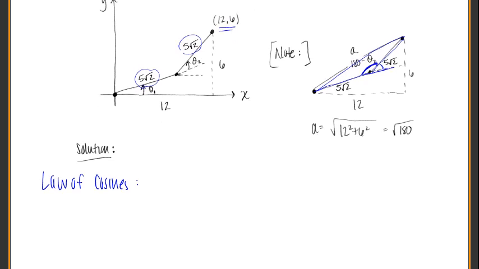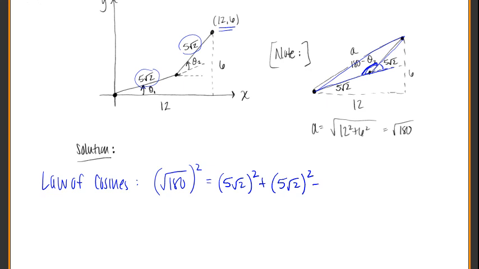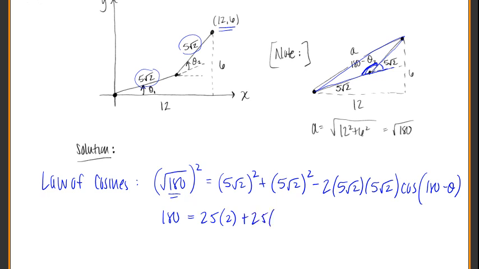What that says is, since we're trying to find this angle, we want to start with the side opposite of that angle. So we're going to go with a squared, which in this case is the square root of 180 squared, is equal to the sum of the other two sides squared. So 5 square roots of 2 squared plus 5 square roots of 2 squared, minus 2 times those two sides times the cosine of the angle opposite this side, which is 180 minus theta. Squaring a square root, 180 is equal to 25 times 2 plus 25 times 2, minus 2 times 5 times 5, 50, and the square root of 2 times the square root of 2 is 2, and then cosine of 180 minus theta.